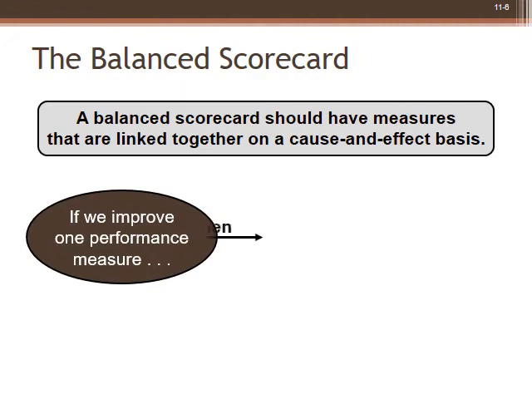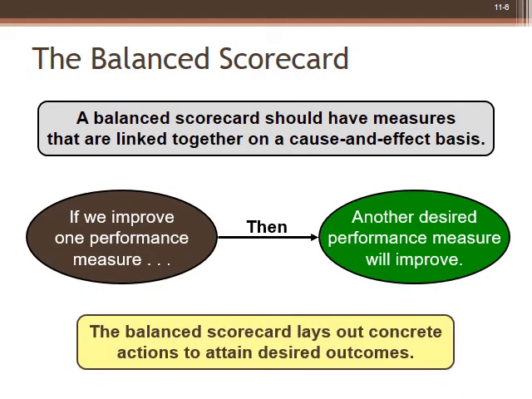So let's move formally to introduce our balanced scorecard. A balanced scorecard should have measures that are linked together on a cause and effect basis, which means if we improve one performance measure, then another desired performance measure will be improved as well. So in essence, the balanced scorecard lays out a theory of how a company can take concentrated actions to attain desired outcomes.